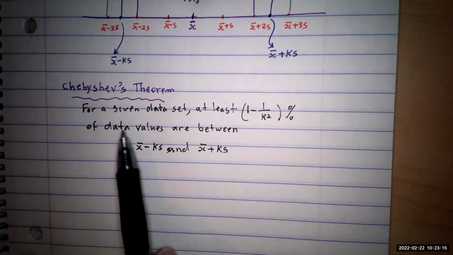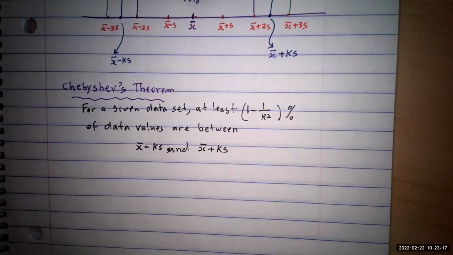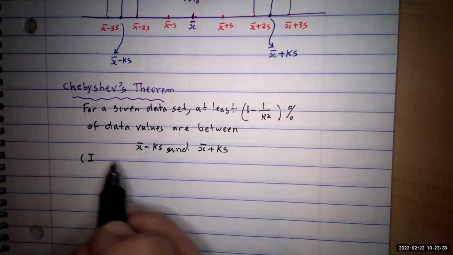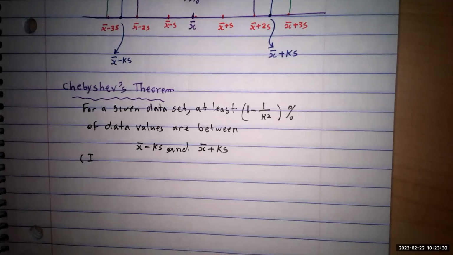Okay, so for any given data set, 1 minus 1 over k squared percent of the data values are going to be between these two numbers, okay? Or in other words, this is the way they express it. We said that it's k standard deviations from the center.